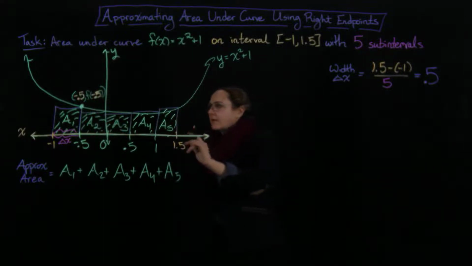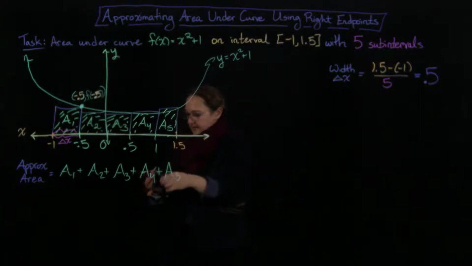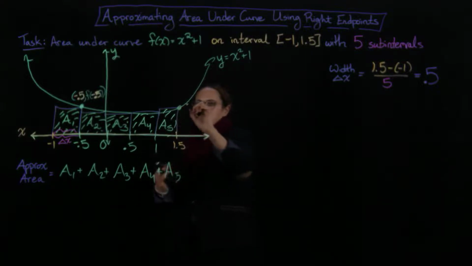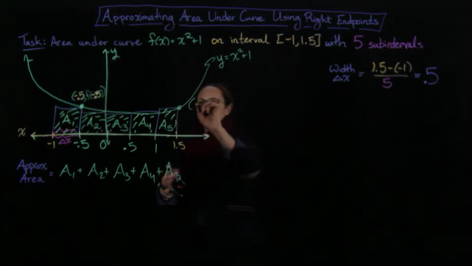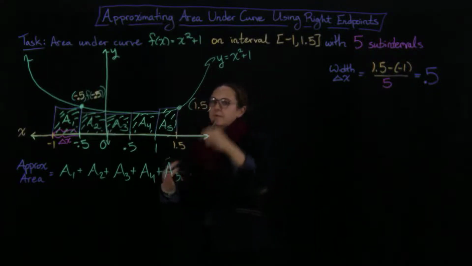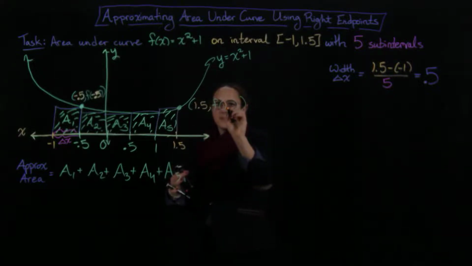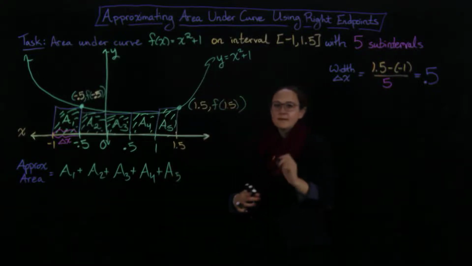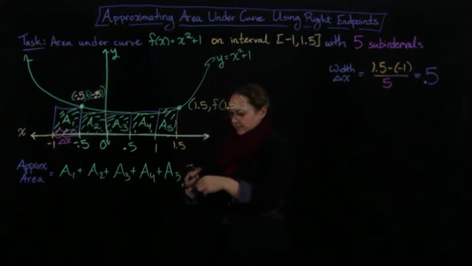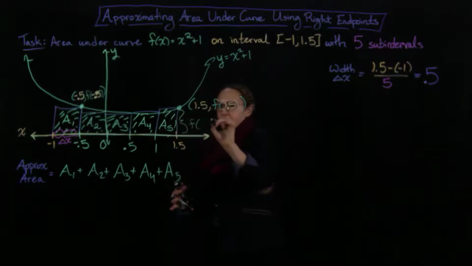And then we're going to go all the way up. On this side is where you can see it the best. This point here, I take 1.5 and stick that into my function, f of 1.5. This height here is f of 1.5.